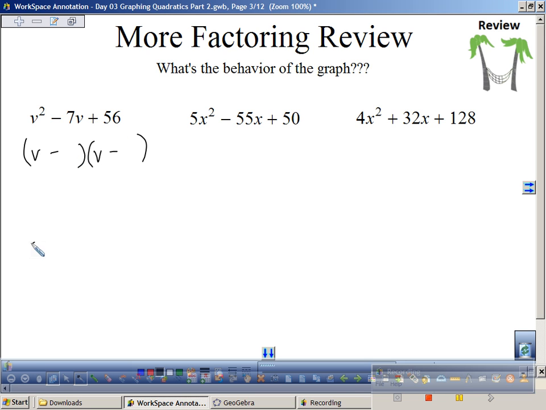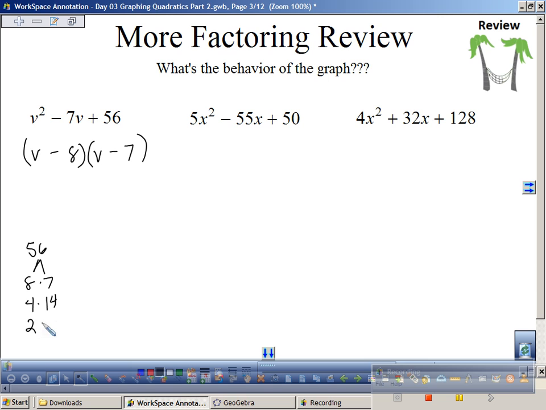Let's write them down. 56 is 8 times 7. Does that work? No, doesn't work. What else is 56? 14 and 4. Does 14 and 4 work?